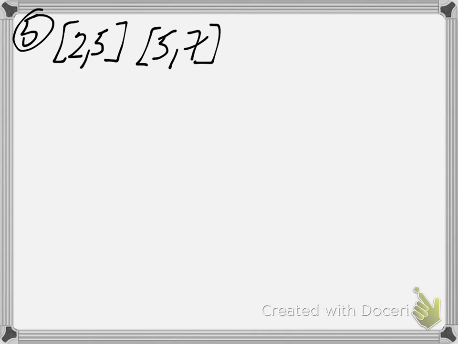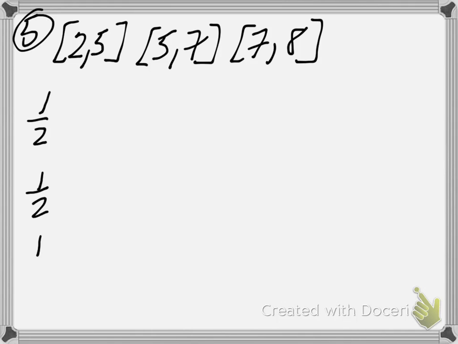Okay, so for number 5, you were given a table, and they gave us the intervals, we don't have to figure them out: 2 to 5, 5 to 7, 7 to 8, and we have to do a trapezoid, okay? Trapezoid's going from 2 to 8. So let's set it up for 3 different trapezoids.